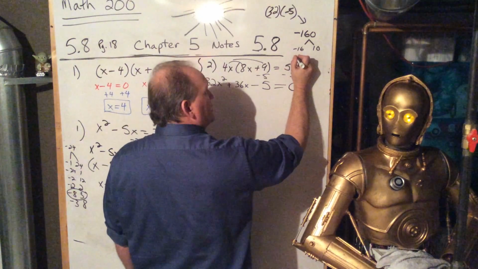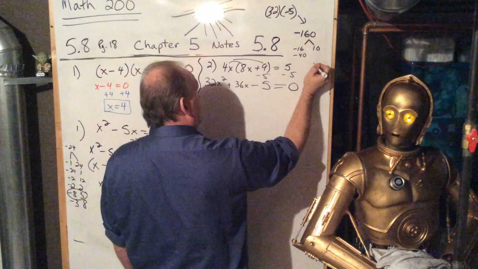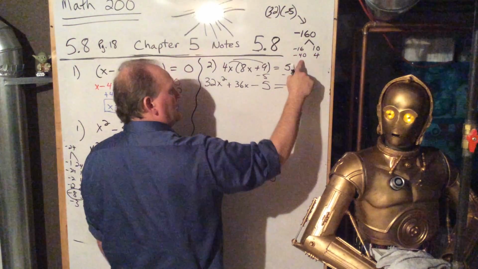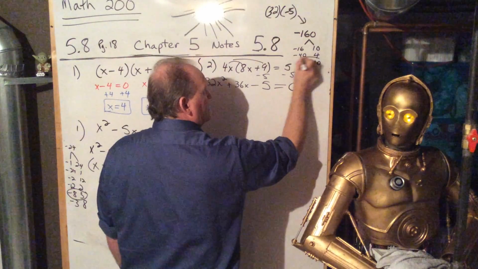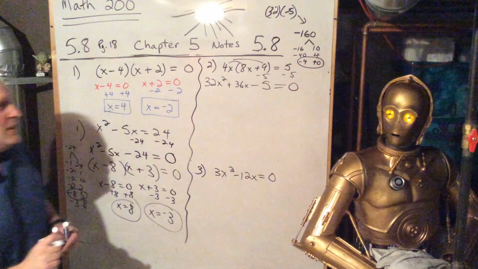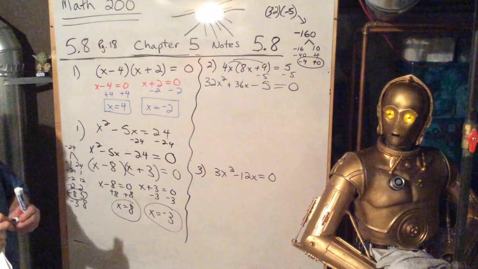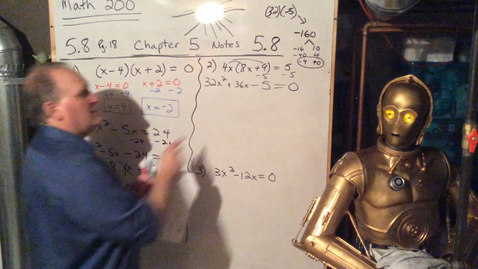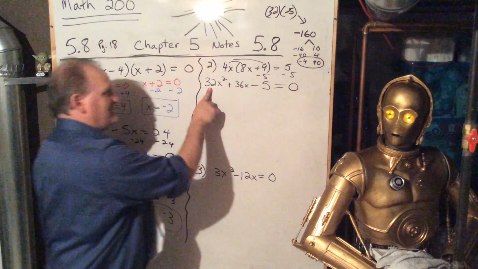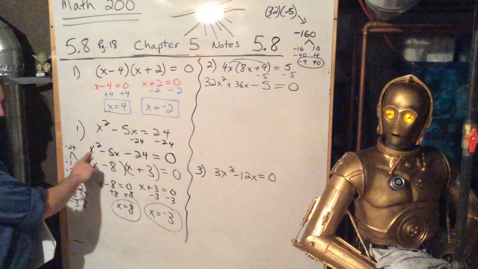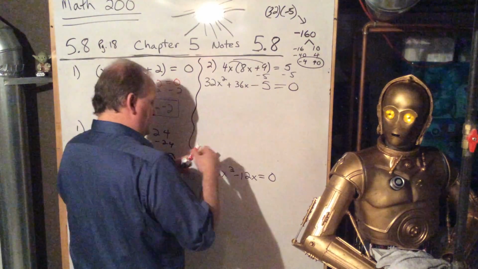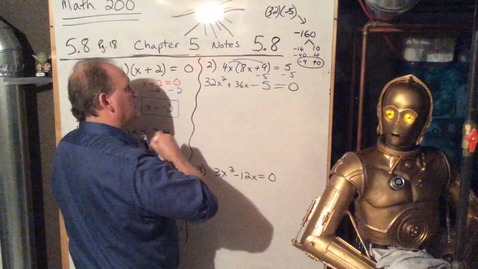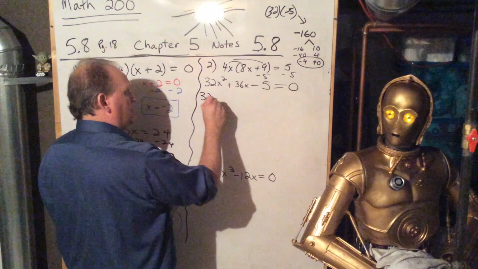How about 40? -40 and 4. That would be -36. How about -4 and 40? Winner, winner, chicken dinner. So that multiplies to be -160, but adds up to be 36. But because this has a leading coefficient of 32, we don't get to do it just like how we did this one. We have to actually do a little bit of a substitution with the AC method here.